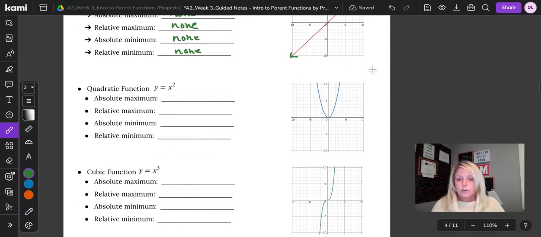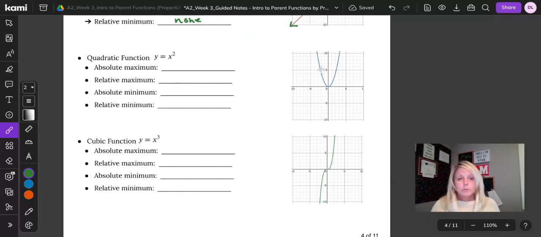All right, the quadratic function. Remember, this is my parabola, this is the parent function, so I'll give you some examples in the CYUs where it's moved around on the graph a little bit. Again, if we are looking for maximums, we're looking for the highest point on the graph where the function doesn't go any further, and we don't have that. It's going to continue up to infinity, which means we also don't have any relative maximums.